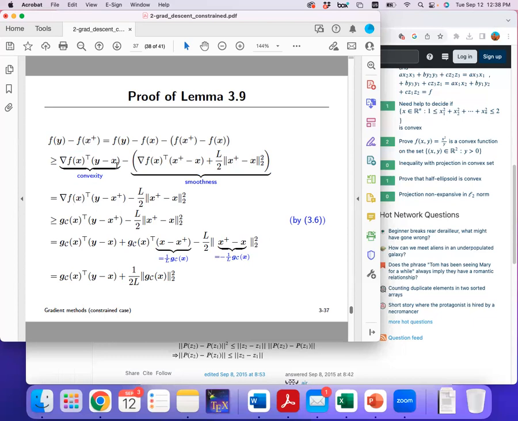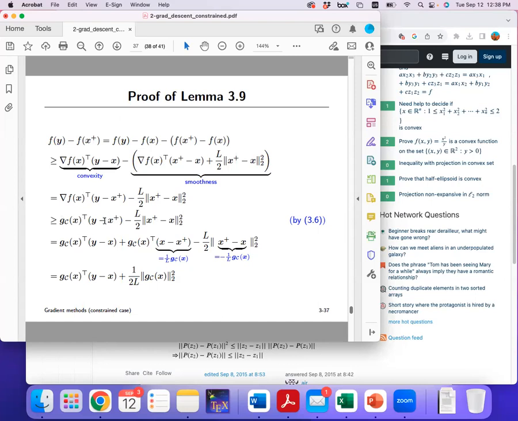Before, we had one result which says that this inner product term is lower bounded by replacing the gradient by the generalized gradient. This is by the previous 3.6. So using that result, we can get this lower bound.